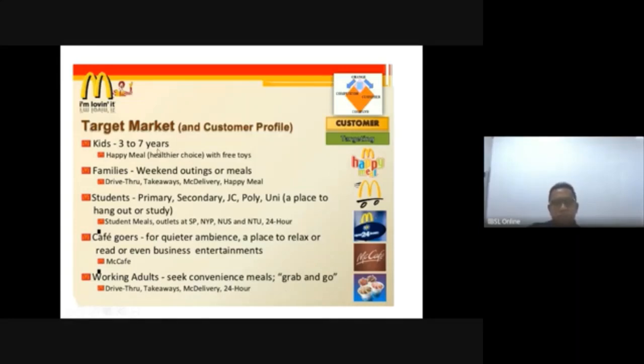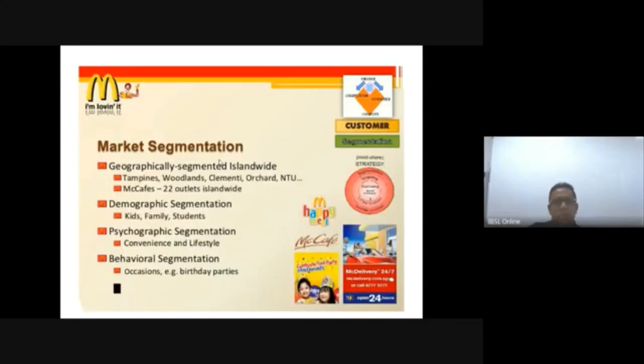Different types. If you take even the families, even the individuals, different needs. So according to different needs, different product packages are offered. So as I said, this is how the McDonald's have used market segmentation. They have used all the segmentation methods. They have segmented geographically, demographically, psychographically, and on behavioral basis as well.